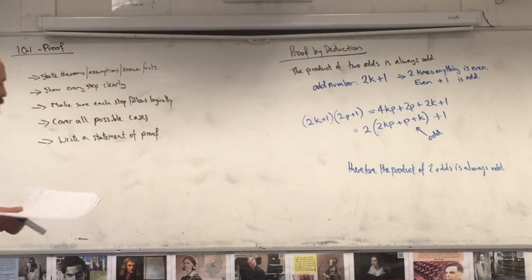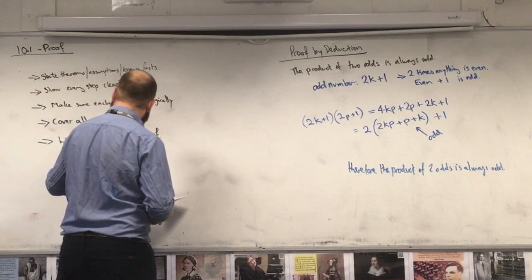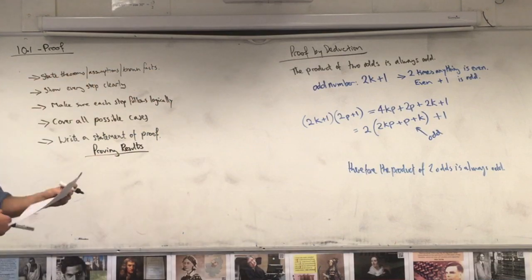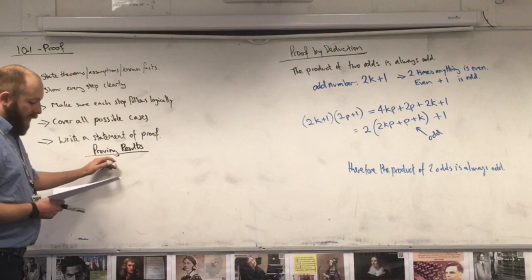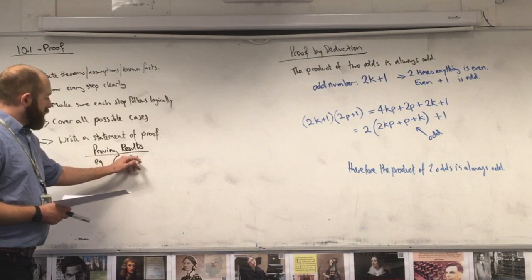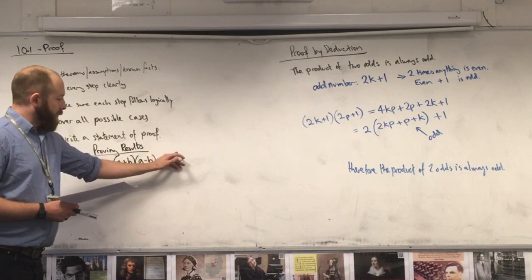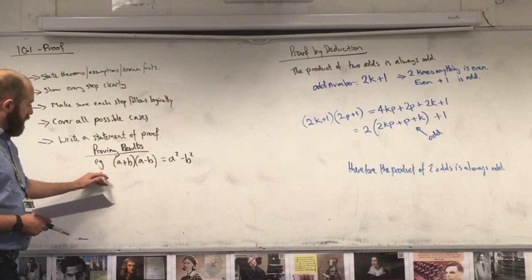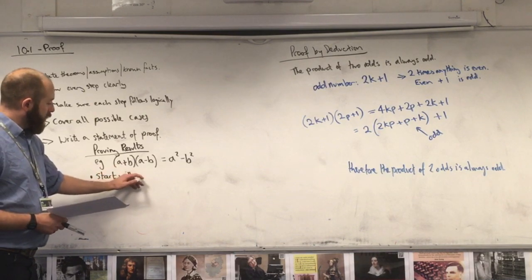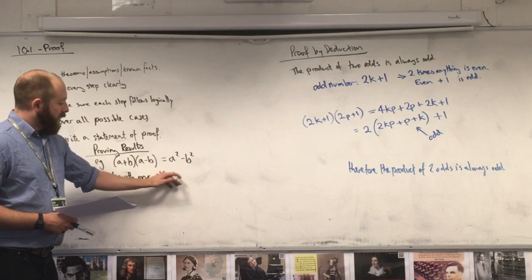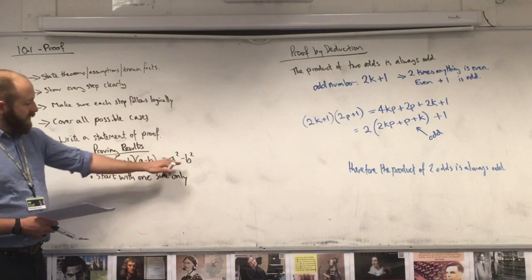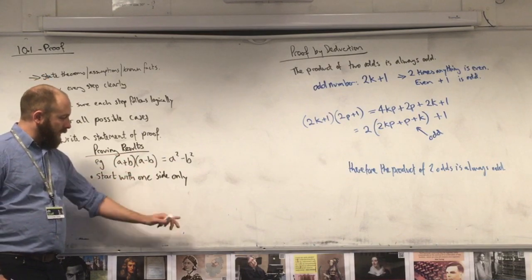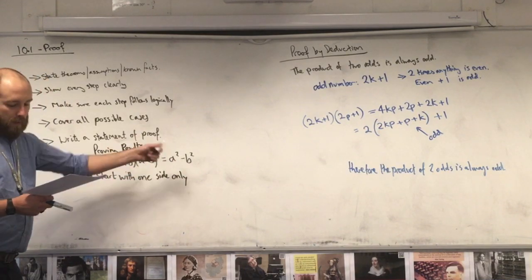Cool. If you're trying to prove results, like you might have seen in some of the assignments, so for example, if you're trying to prove that something is equal to a squared minus b squared, so difference of two squares there. To do a proof like that, you need to start with one side only. So I mean only focus on either the left hand side or the right hand side. I usually recommend just start with the left hand side and work your way through until this equals what you started with on the right hand side. Don't mix them up or you get into a mess.